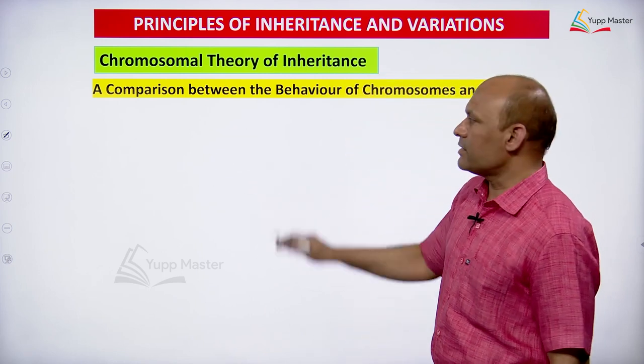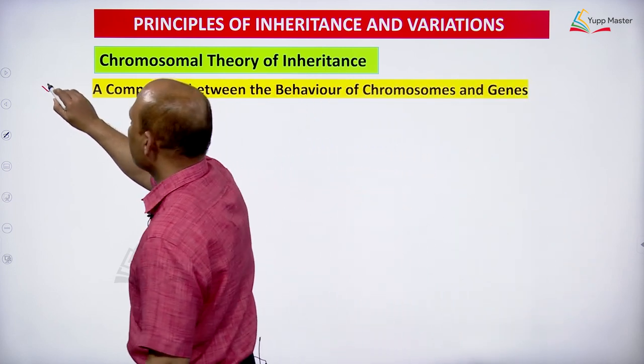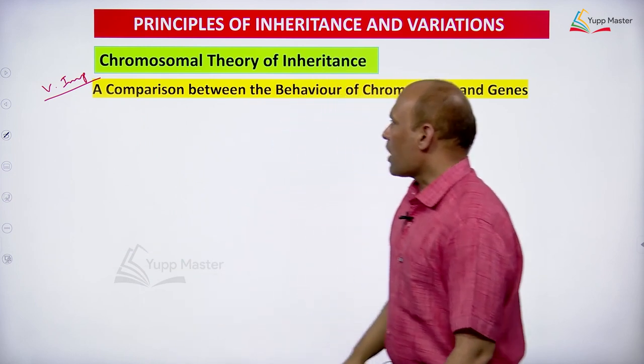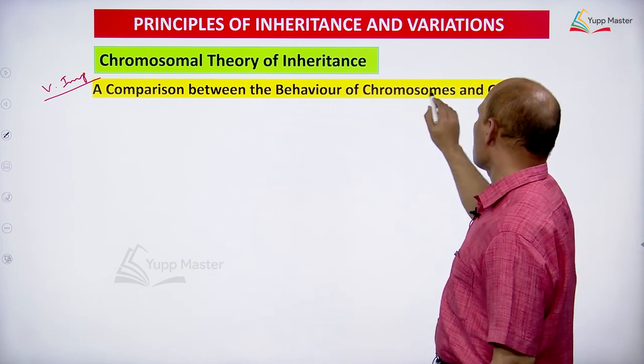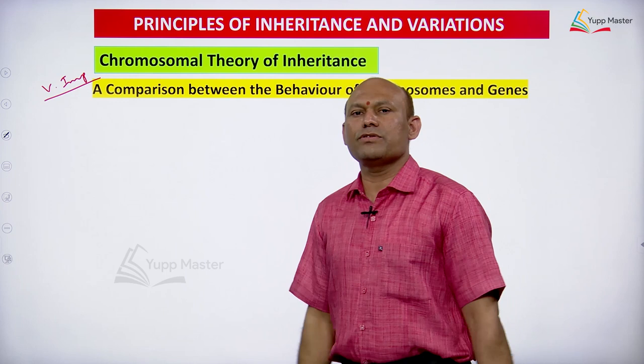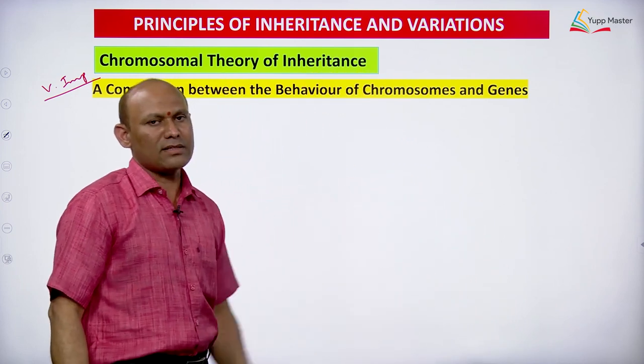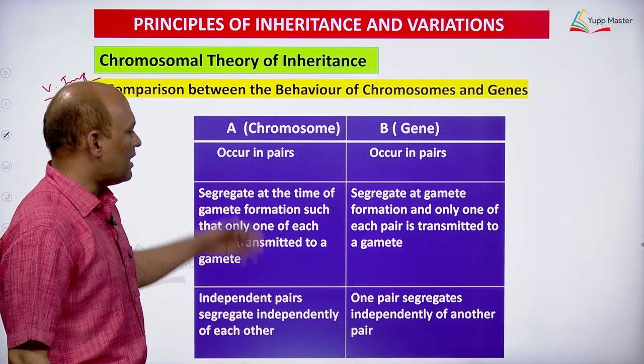The chromosomal theory of inheritance is very, very important, dear students. So this is a comparison between the behavior of chromosomes and genes, in other words, a comparison between the chromosomal theory of inheritance and Mendel's laws of inheritance, dear students. Let us see.